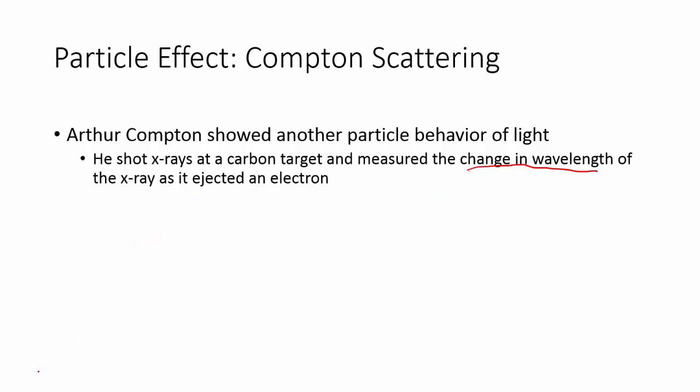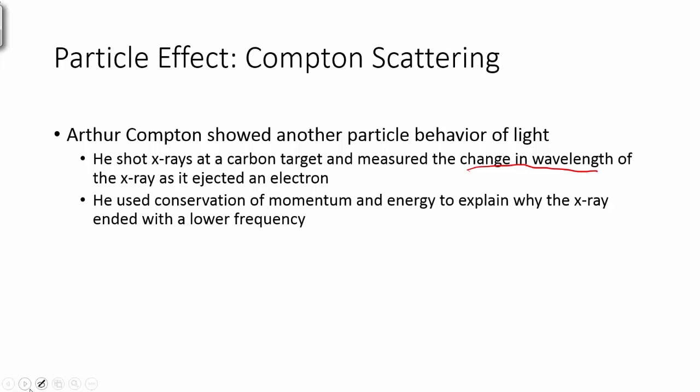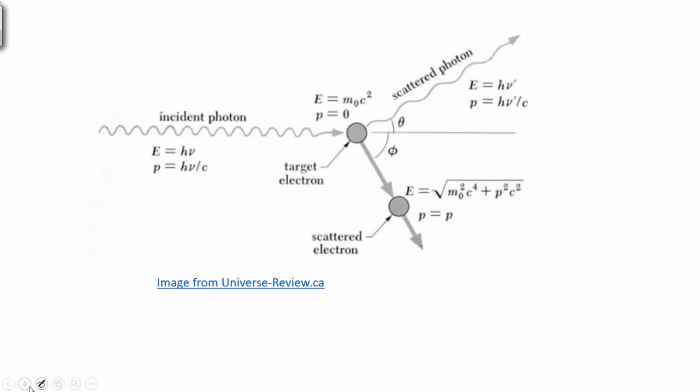It shouldn't affect the frequency of a wave, because the reflected wave and the incident wave have the same source. They should have the same frequency. But Arthur Compton measured a change in wavelength when these things scattered off of electrons. And he was able to show, using conservation of momentum and energy, that really what happened was the X-ray ended up with a longer wave or lower frequency or lower energy because it imparted some energy to an electron. And he used conservation of momentum and energy to explain that a particle of light imparts that energy and momentum to the electron.